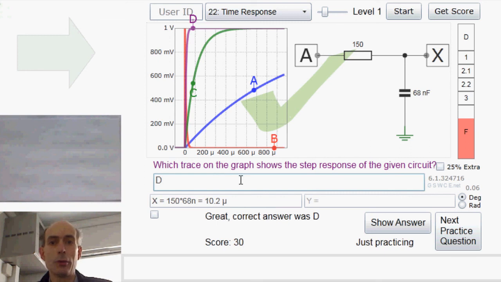Right, and so on. Level 2 gets a bit harder, but level 1, hopefully, not too bad.